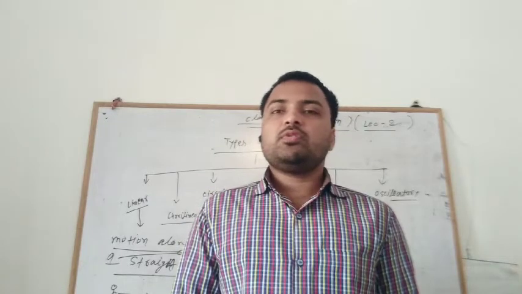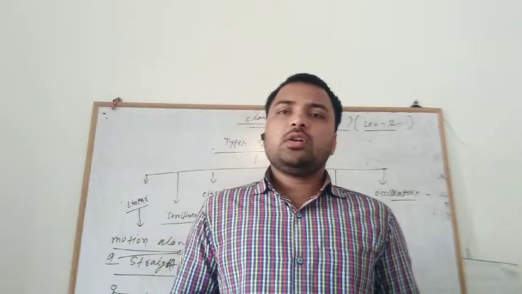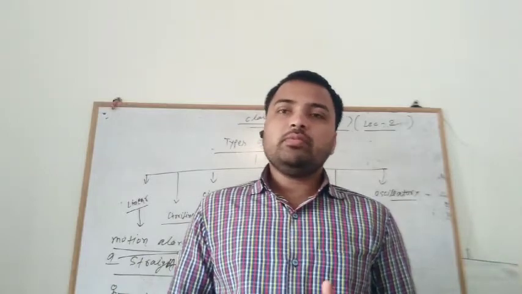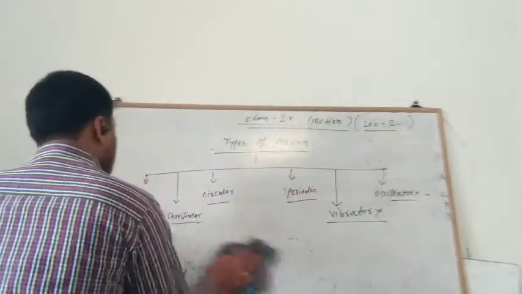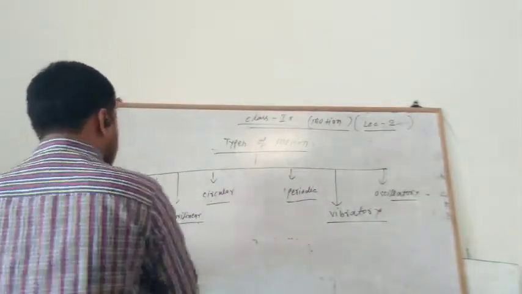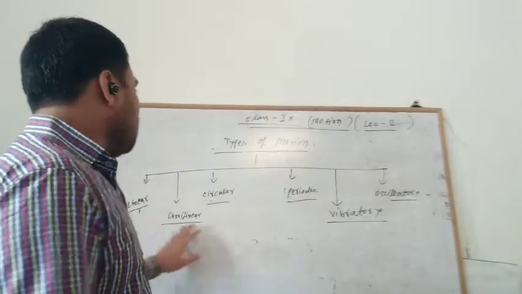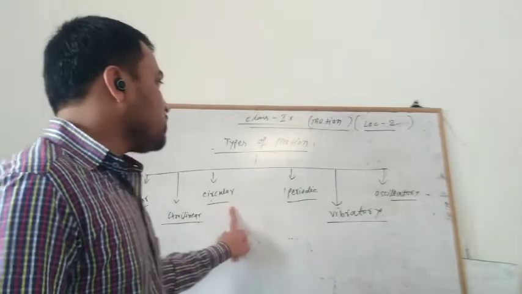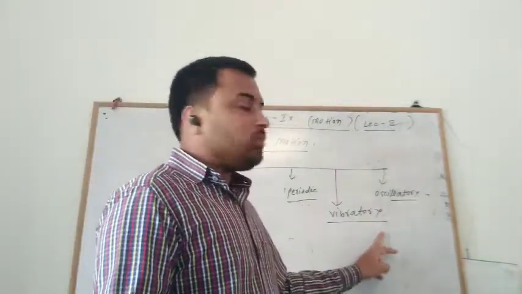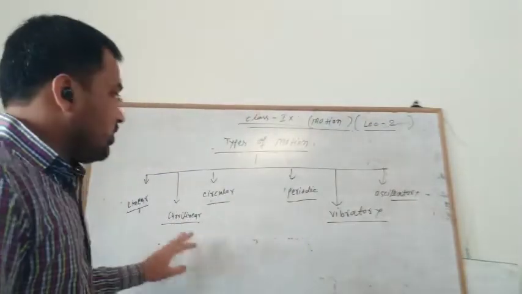In this chapter we have to focus on the linear and circular motions, but we also study the different types of motions. Basically, in this chapter we discuss linear motion, curvilinear motion, circular motion, periodic motion, vibratory motion and oscillatory motion. One by one we discuss all these things.